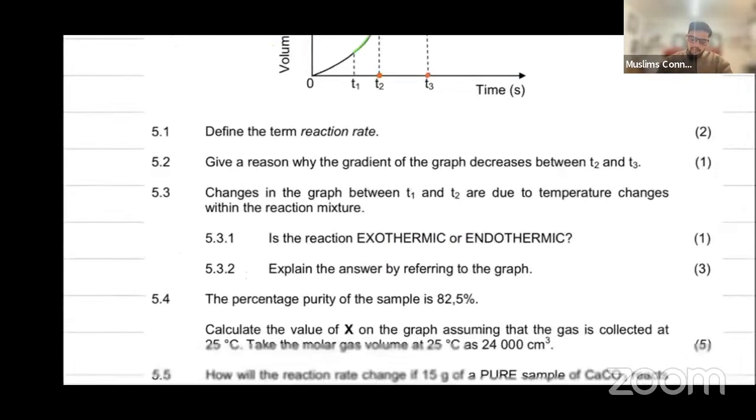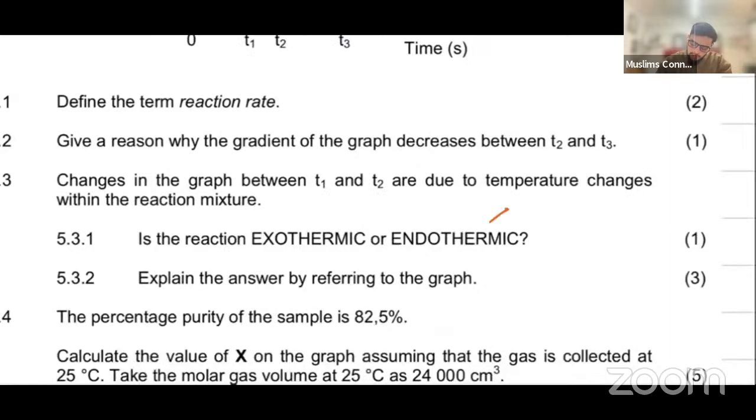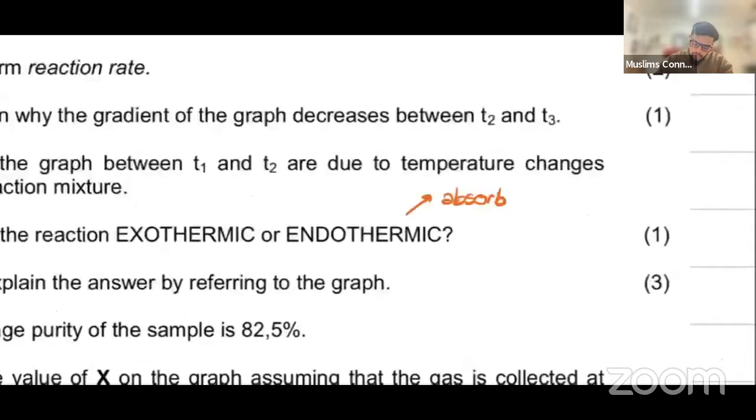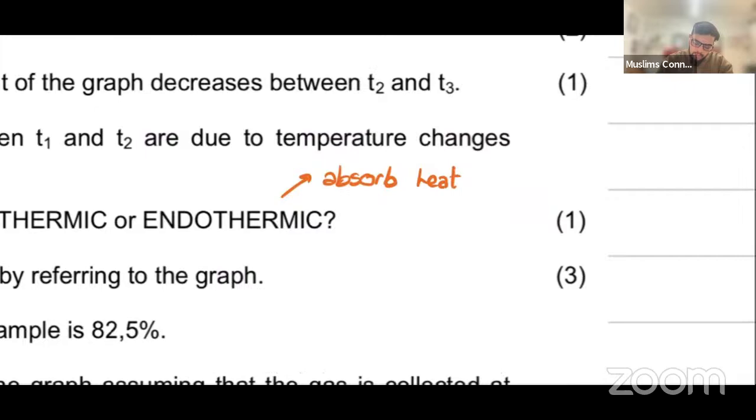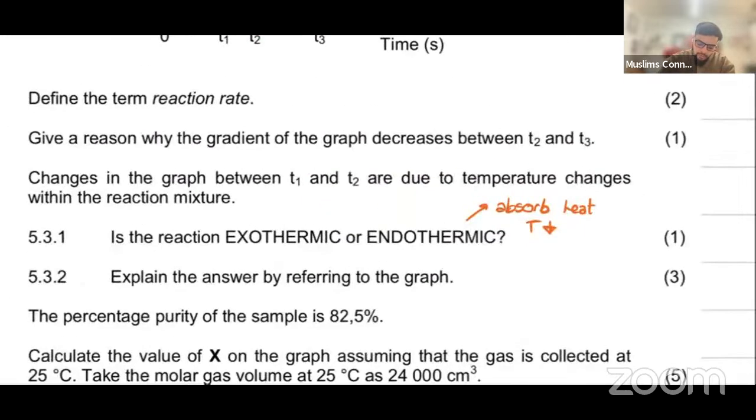Okay, think of it like this. Endothermic, we would absorb heat, so the temperature would decrease. Exothermic would release heat, so the temperature would increase.